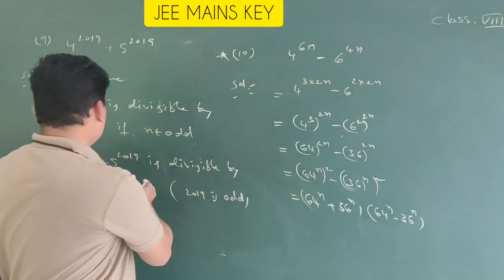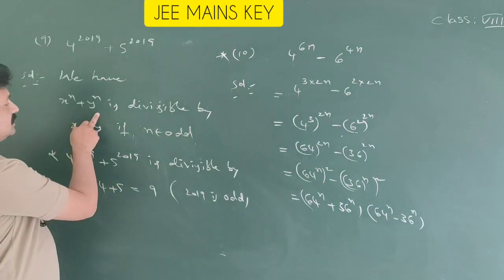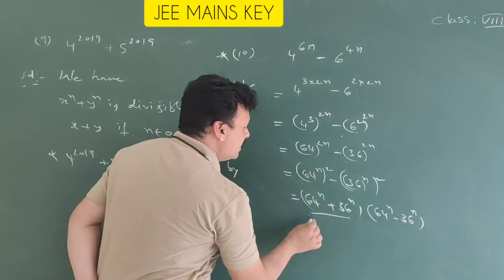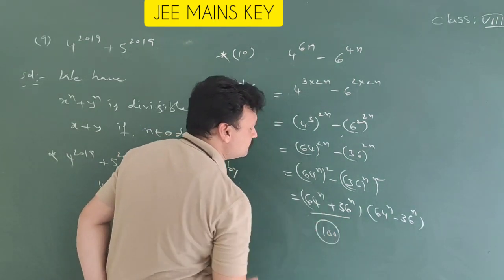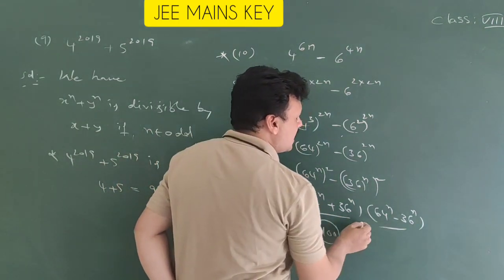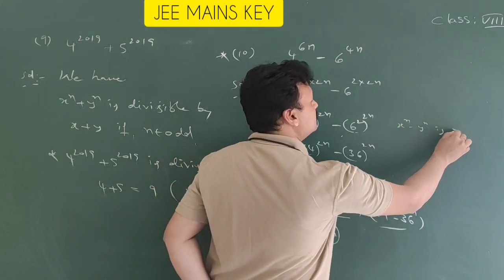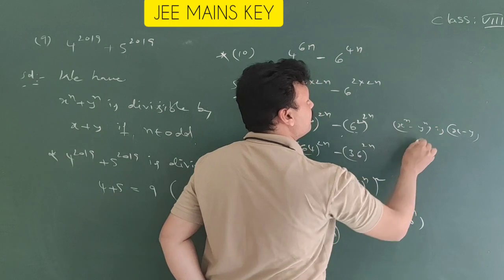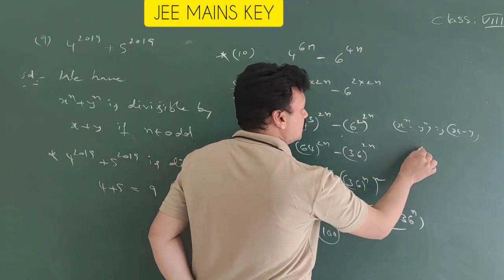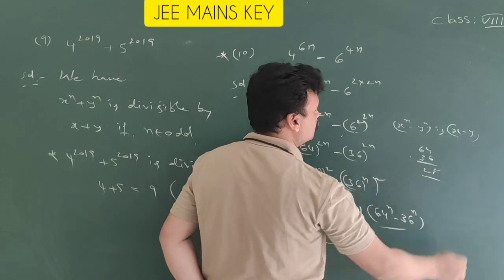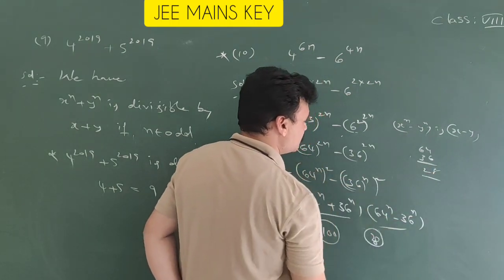So now, x power n plus y power n is divisible by x plus y. Now it is divisible by 100. And x power n minus y power n is divisible by x minus y. So we have 64 minus 36, which is 28. It is divisible by 28.